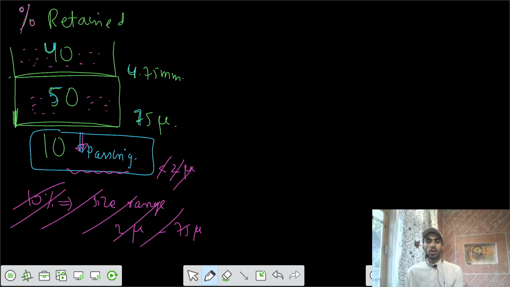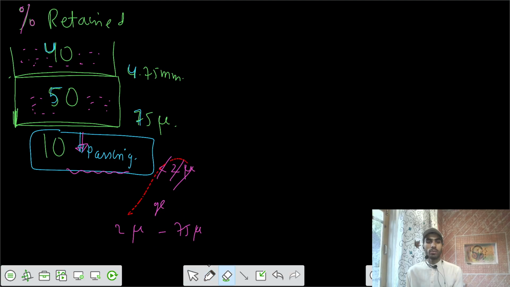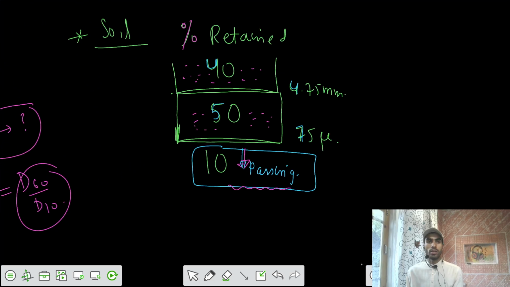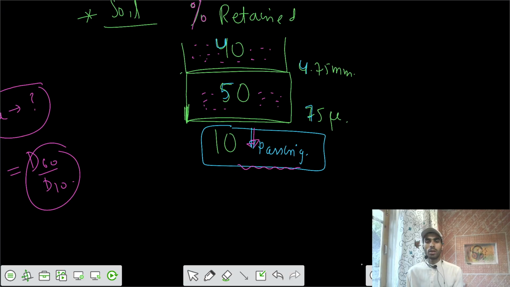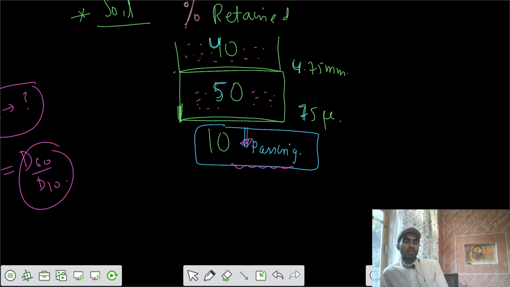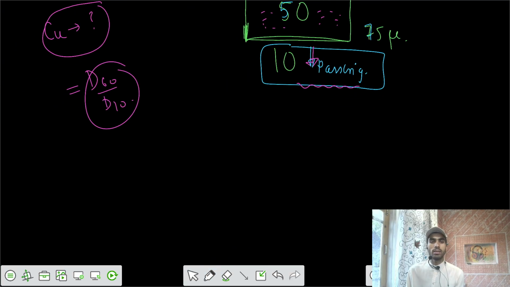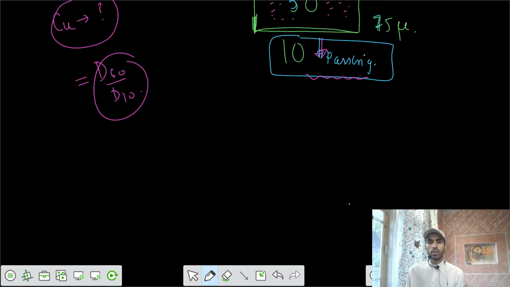Our problem is only related to the calculation of Cu. Can you now calculate based on this, if only this part of the data is given to you? D60 by D10. We need to calculate the value of D10 and the value of D60. So based on the definitions of D10 and D60, we can get the solution.